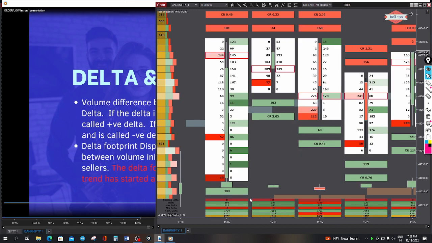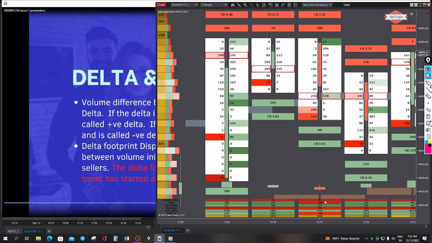How is delta calculated? If the delta is positive, it doesn't have a plus sign, but it appears in green. If the delta is negative, it has a minus sign next to the number. When the delta is in green, we attribute this to positive delta, meaning the buyers are in control. When delta is negative, we attribute this to negative delta, meaning the sellers are in control for this particular candle.